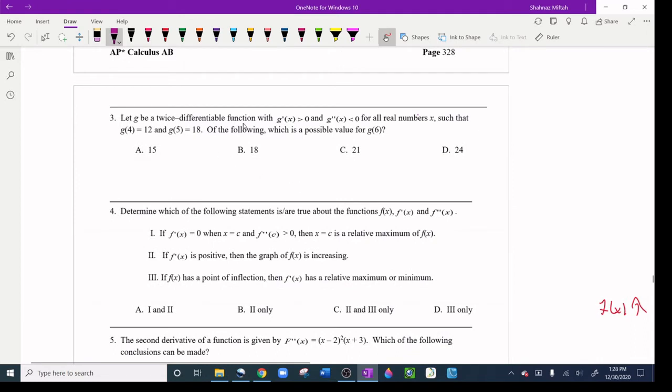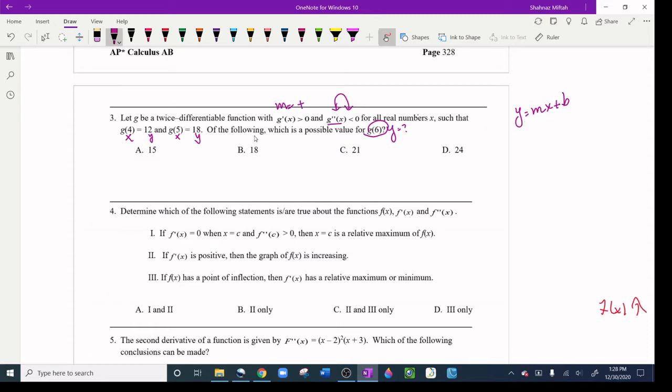Let g be a twice differentiable function with g prime greater than 0, which means the tangent slopes are positive. G double prime less than 0, which means it's concave down, for all numbers x, such that g of 4 is 12 and g of 5 is 18. Which of the following is a possible value for g of 6? So they are asking actually for a y value. If I have y equals mx plus b somehow, then I can plug in the slope, the x, the b, and I will get the y.